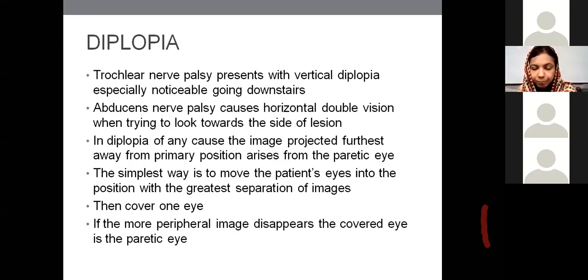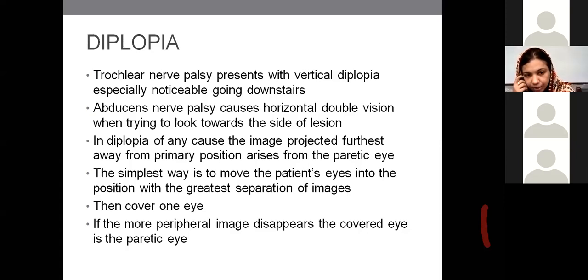Diplopia. Trochlear nerve palsy presents with vertical diplopia, especially noticeable going downstairs. Abducens nerve palsy causes horizontal double vision when trying to look towards the side of the lesion. In diplopia of any cause, the image projected farthest away from the primary position arises from the paretic eye.